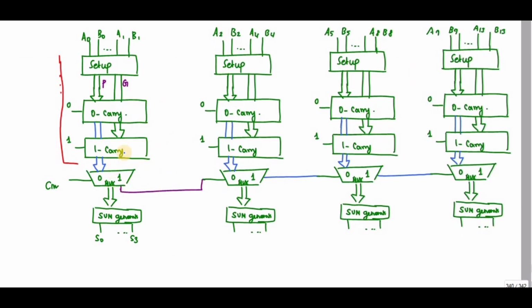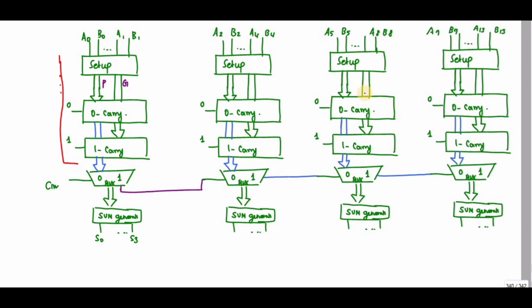In the book, they have written it like this. Here you can see it is ranging from A0 to A1, and A2 to A4, and A5 to A8, and A9 to A13. So in the input block, you have 2 bits. In the second block, you have 3 bits, then 4 bits, 5 bits, and it will go on.